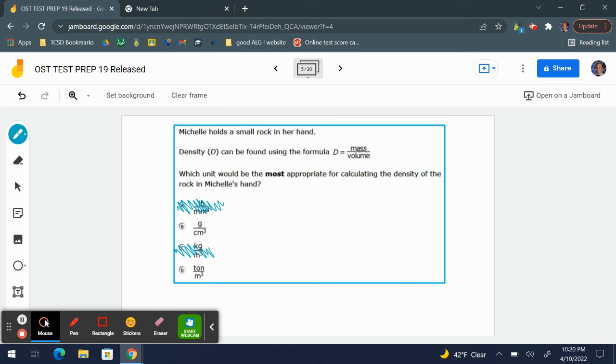And D is a ton. If we know anything about a ton, that is like the size of a vehicle, a car. So we're talking 2,000 pounds. If you can hold an object in your hand that's 2,000 pounds, you are very, very strong. So I'm going to eliminate D as well, and basically say by the process of elimination, I'm going to get my answer as B. Hope this helps.